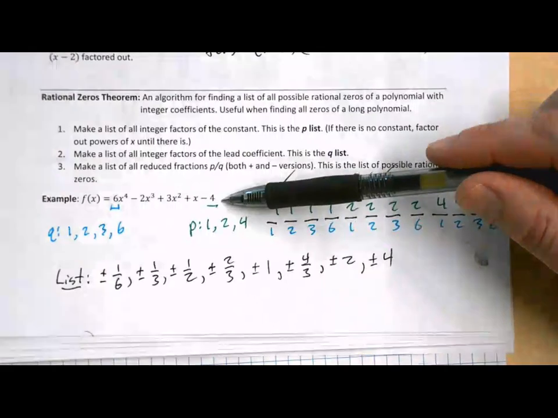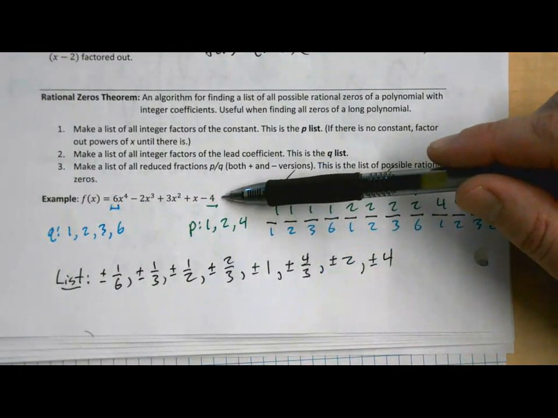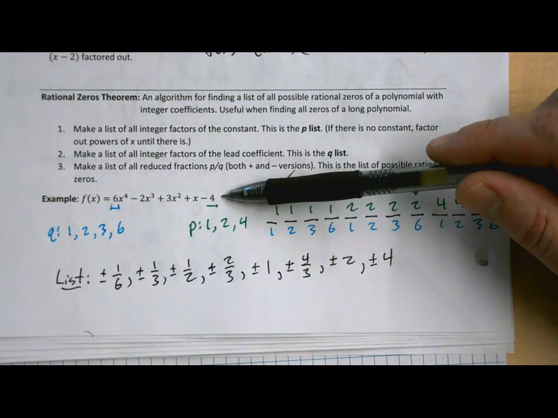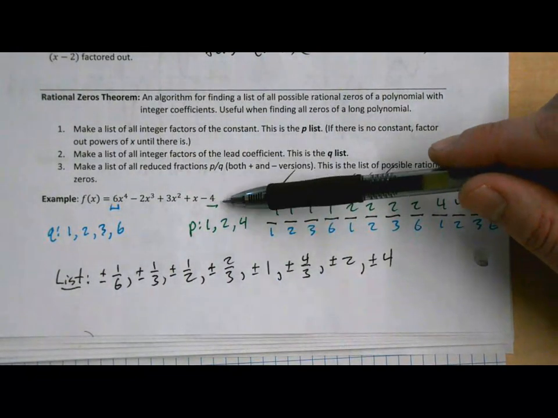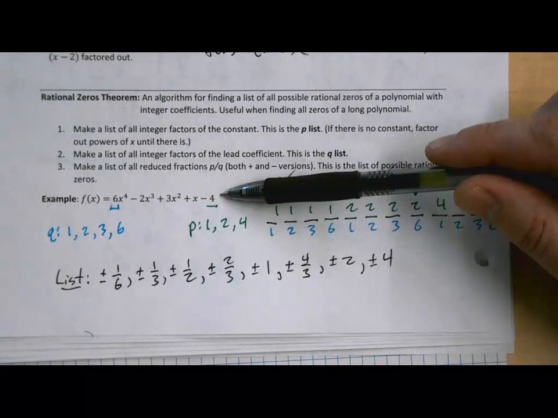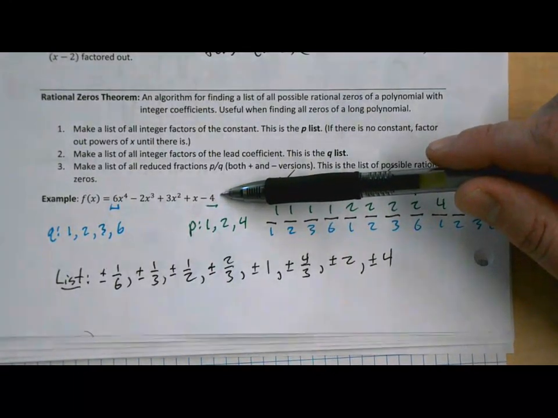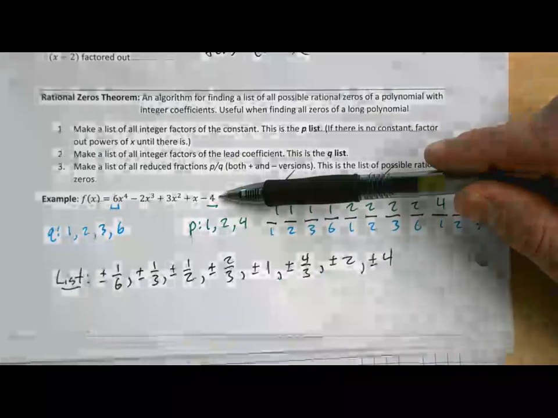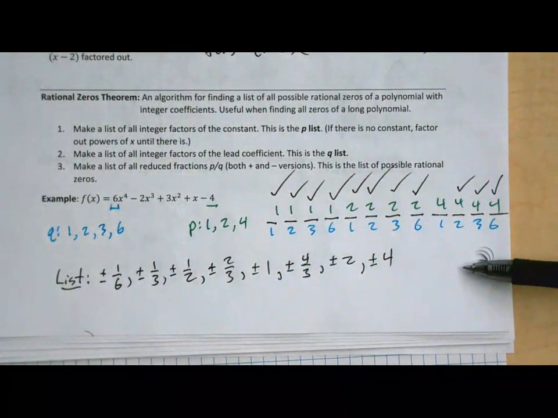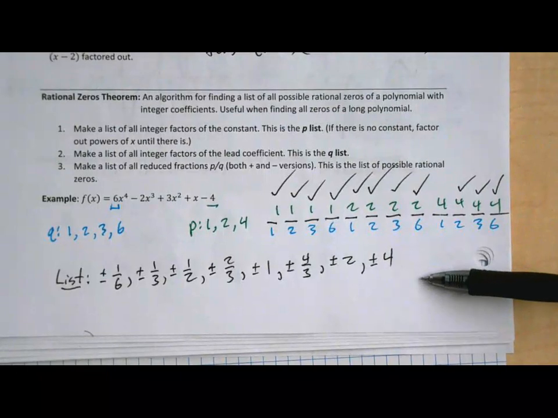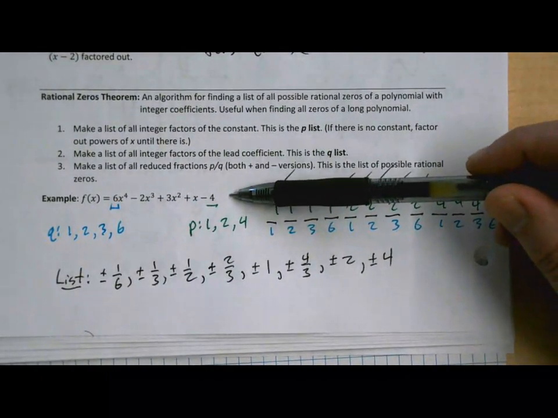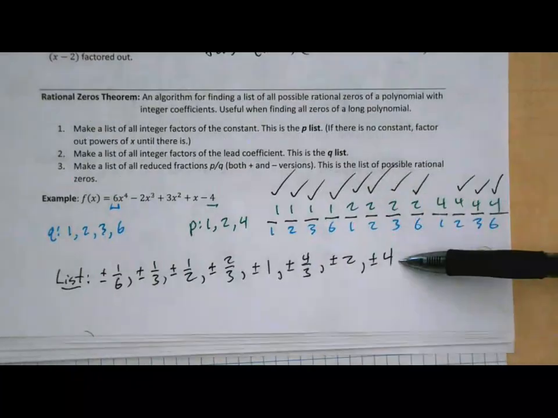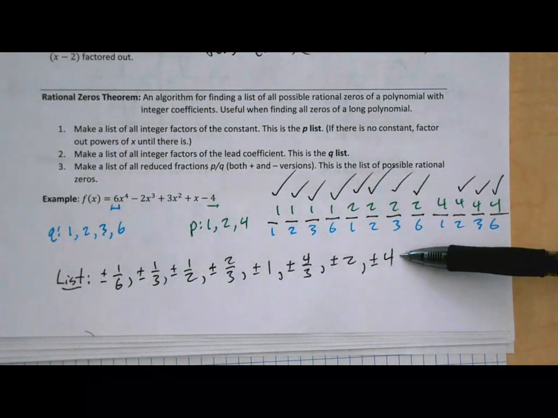So let me ask you guys a couple questions. Three possibilities: yes, no, or maybe, okay? Is 3 a 0 of this function? Yes, no, or maybe? No, absolutely not. It's definitely not, because it's not on the list. If it was, then it would have to be on our list someplace. Okay? Is 4 a 0 of this function? Maybe. It's on the list, so it could be, but we're not guaranteed for sure that it is.